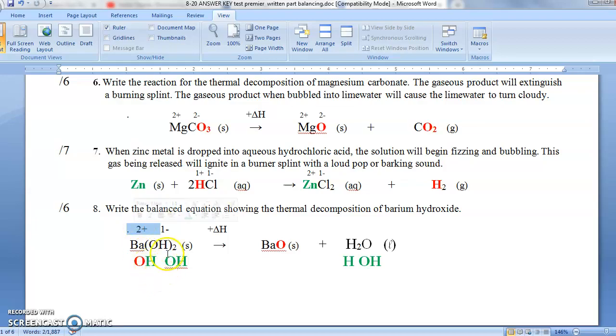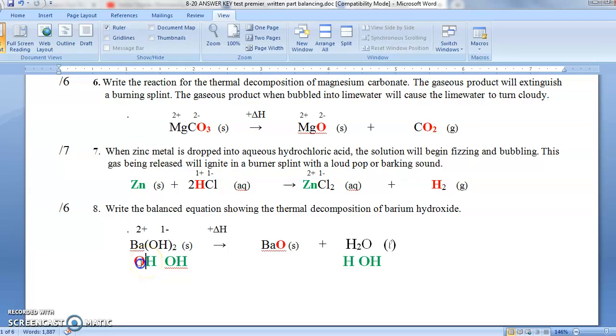They become 2 plus. The hydroxide ion's 1 minus. Crisscross, Ba(OH)2. It's a thermal decomposition, so we need a plus delta H above that arrow, saying that we have to add heat energy. What happens when the hydroxide ion undergoes decomposition? Well, we have 2 hydroxide ions here. There's one of them, there's 2 of them.